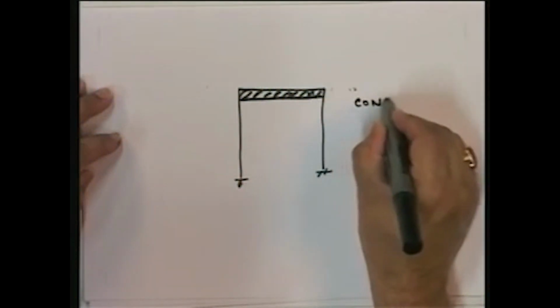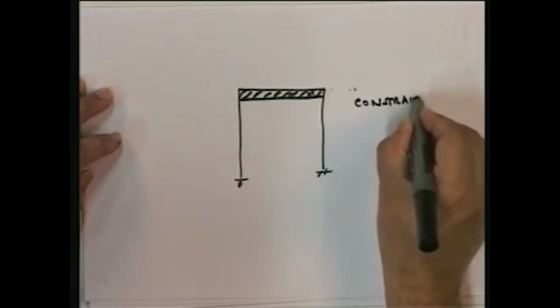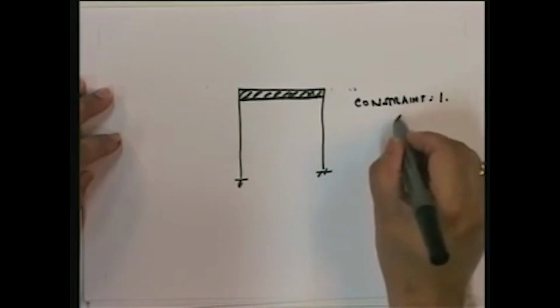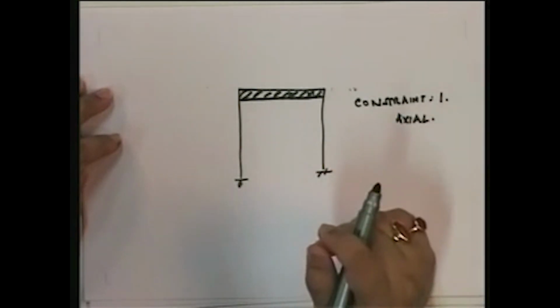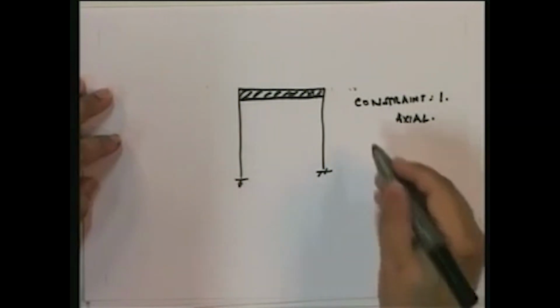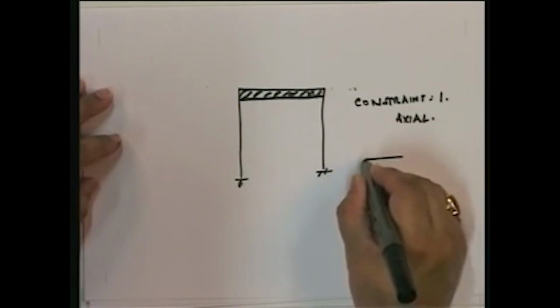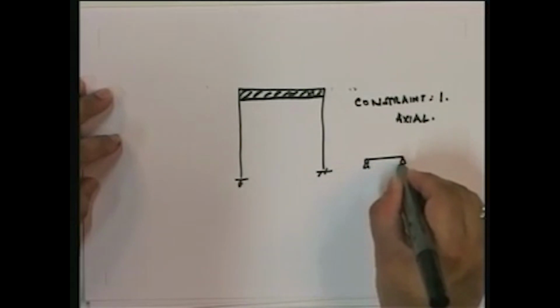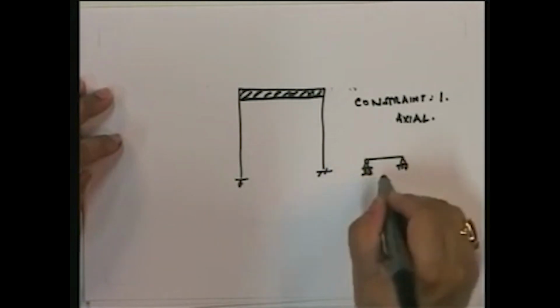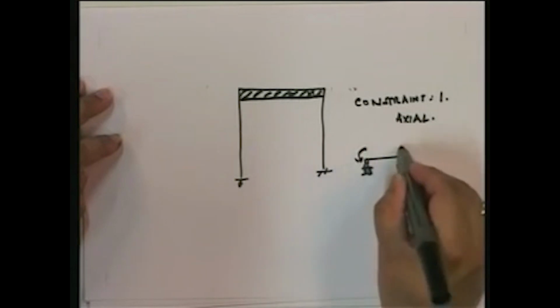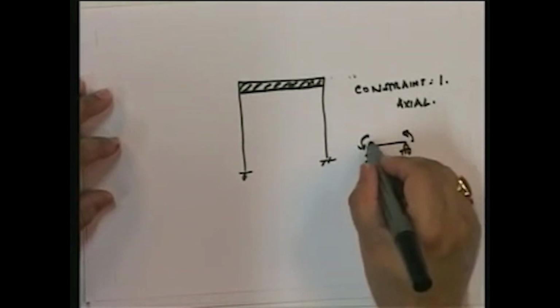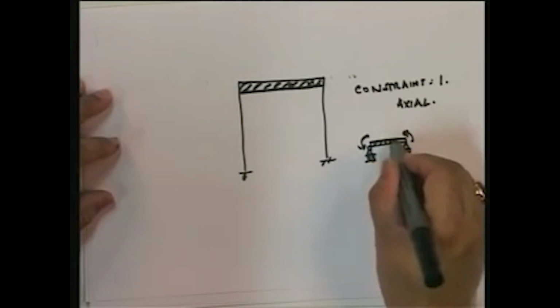You see, axial constraint, I have already shown it's 1. 1 for axial. How many for flexural constraint? Because you are making it flexurally rigid also now. How many constraints? Let's look back at this simple beam. How many degrees of freedom does this beam have? It's actually rigid, right? So how many degrees of freedom? 1, 2.